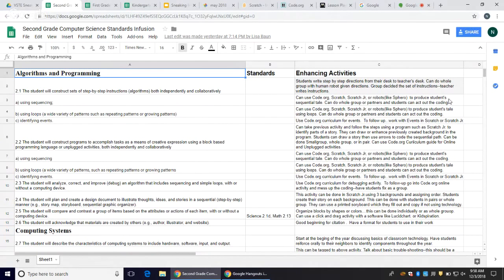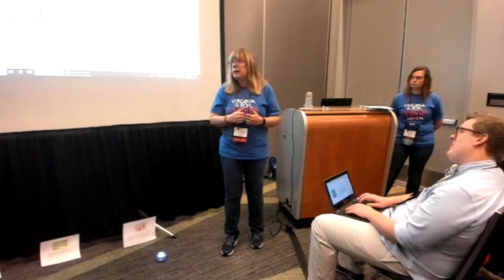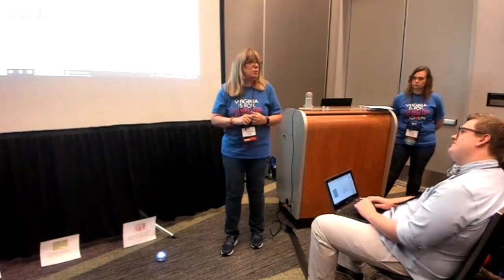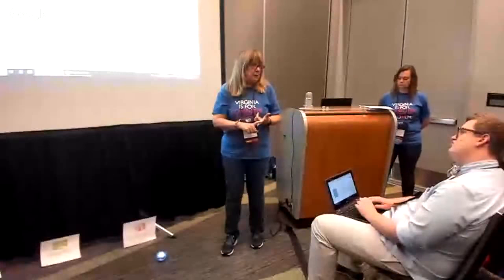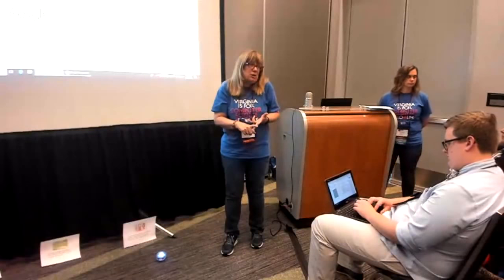We have a big problem with kids sometimes misusing equipment. Part of computer science would be telling them how to use it properly and having them monitor themselves, monitor their groups, and be able to tell us when we're not using things properly. And equipment lasts longer this way.